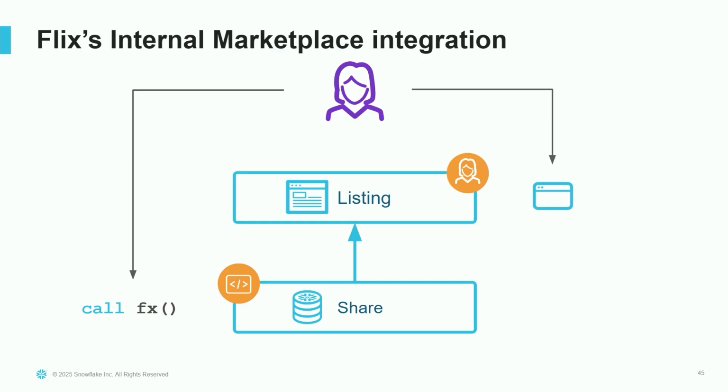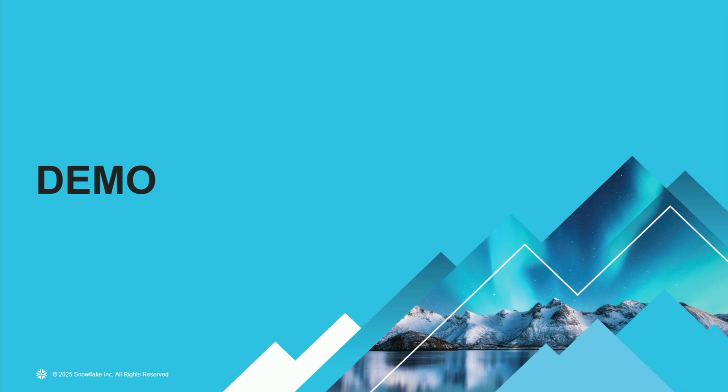Right, you see the user here at the top, and then on the right side, this is when they access a data product and use that for their own queries. Right, and now I want to show that in action.